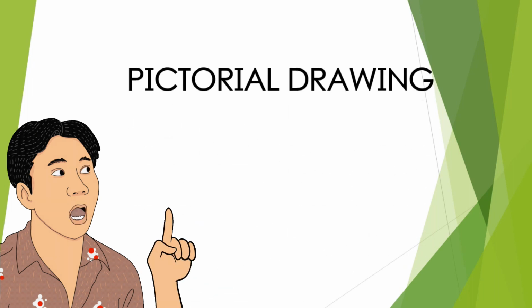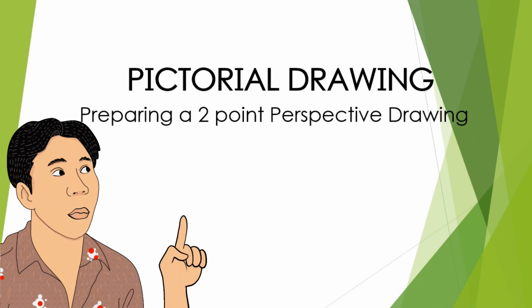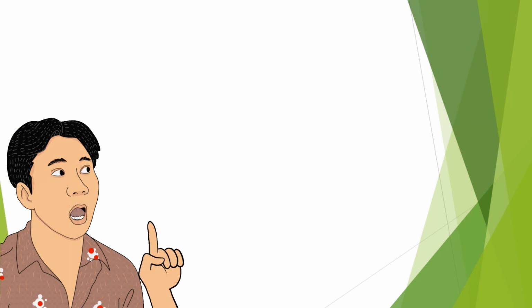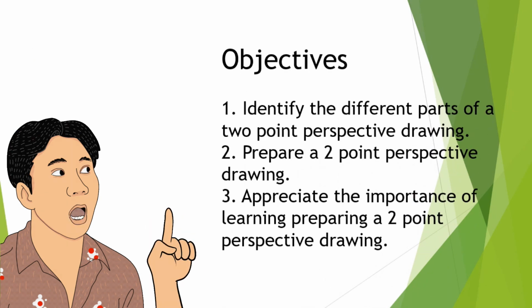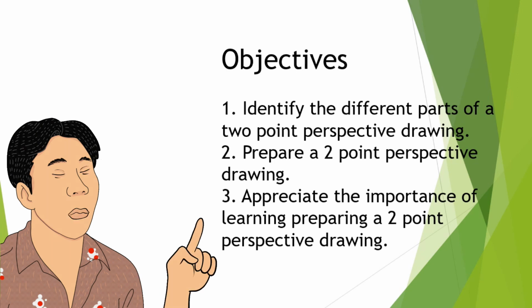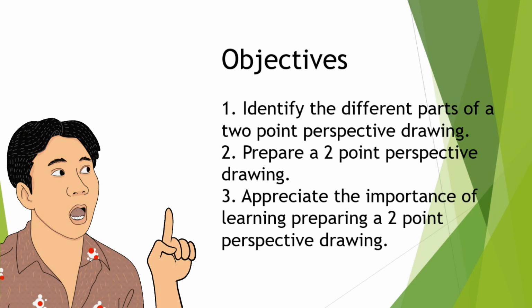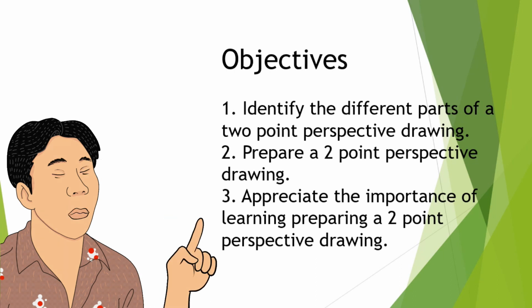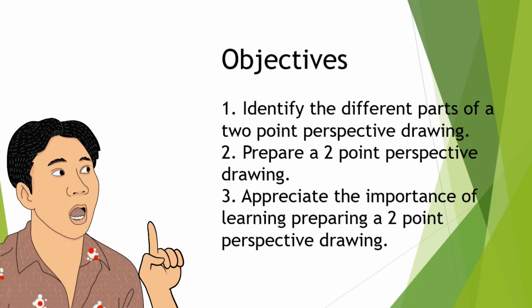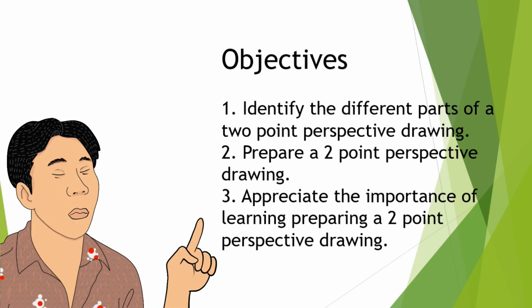Our lesson for today is about pictorial drawing, preparing a two-point perspective drawing. We have the following objectives for our lesson. 1. Identify the different parts of a two-point perspective drawing. 2. Prepare a two-point perspective drawing. Number 3. Appreciate the importance of learning, preparing a two-point perspective drawing.